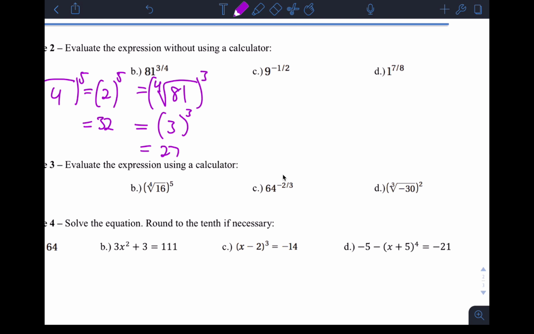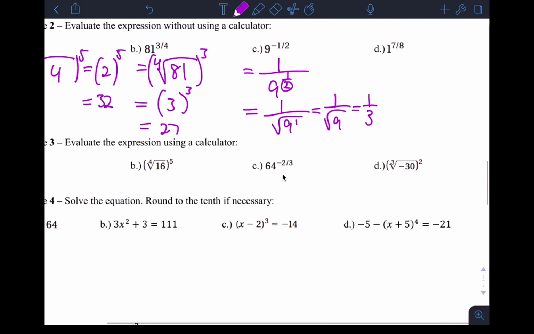Over here we have 9 to the negative a half. Like we just said a few seconds ago, 1 over 9 to the 1/2 power. But 9 to the 1/2 power means this is the index, so it's the second root, or the square root, of 9 to the 1st power. Well, that's just 1 over root 9, which is just 1 over 3.